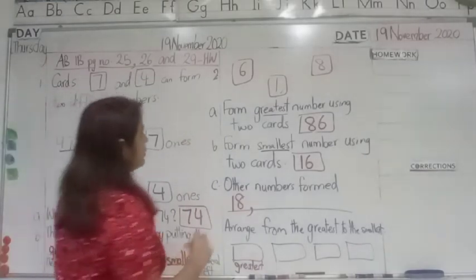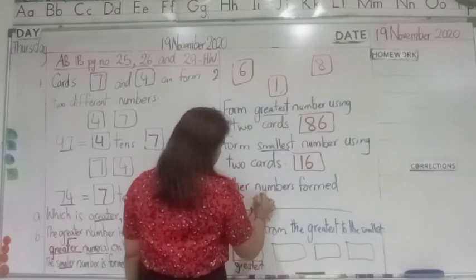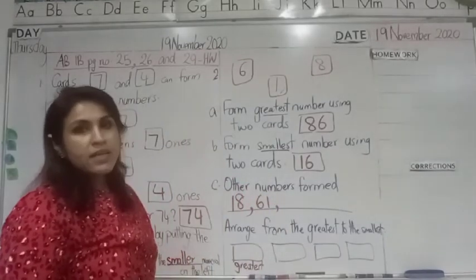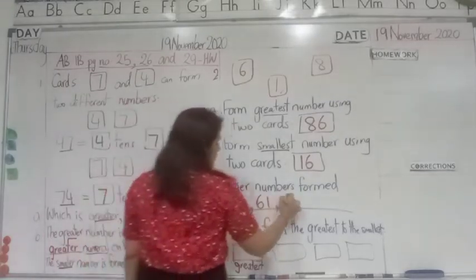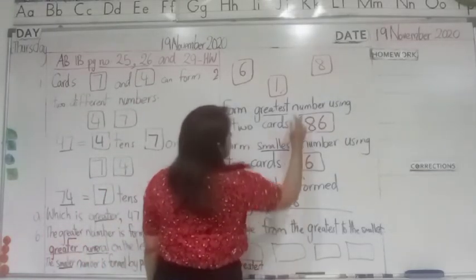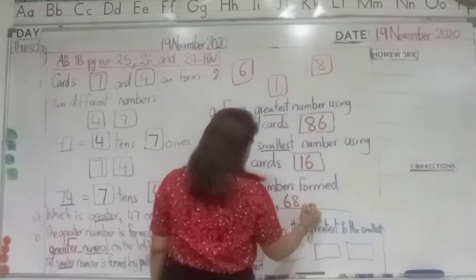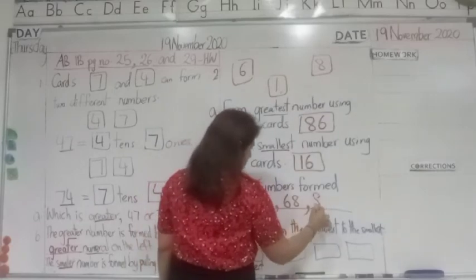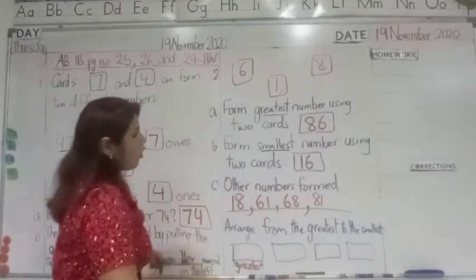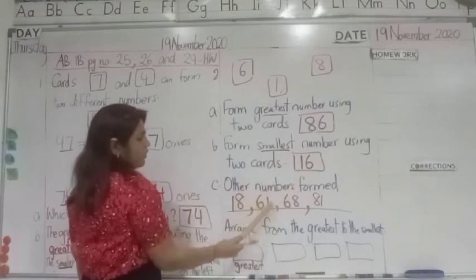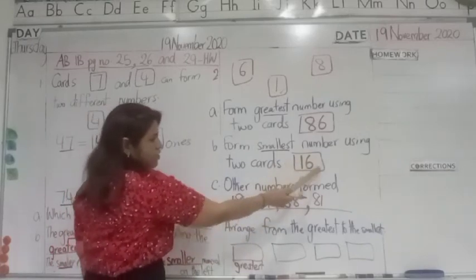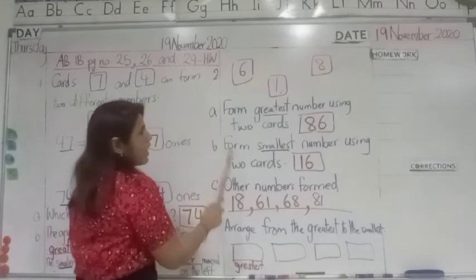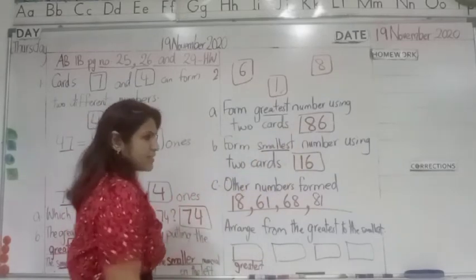Alright, the next number would be 61. The next number would be 68. And the next number is 81. Because we have already formed 16, now we changed it to 61. We just changed the placing. Okay, these are the 4 numbers we have formed other than 86 and 16.